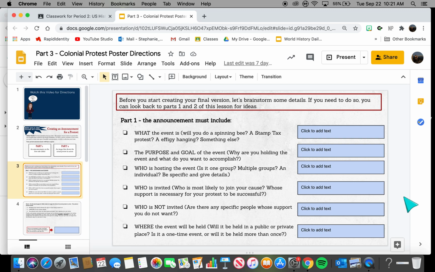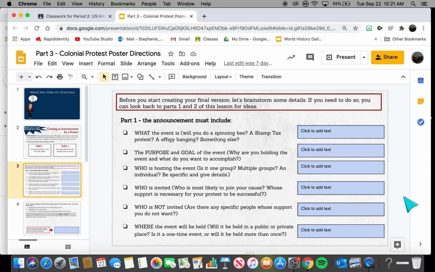I know you don't have specific names. You can use names in history or you can make up names. Just make sure that they actually are colonial, meaning don't just make up a person and say that they live now. If you're going to make up a name, say, okay, she's a colonial protester who lived in this colony at this time, if that makes sense.